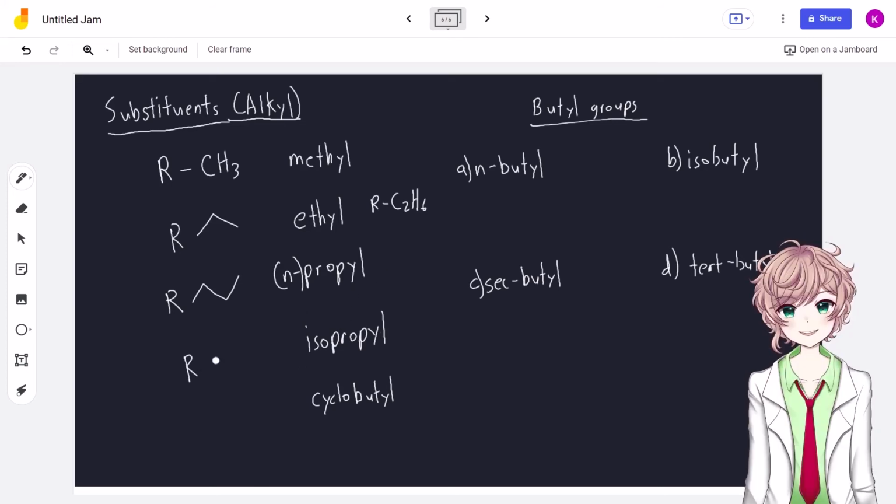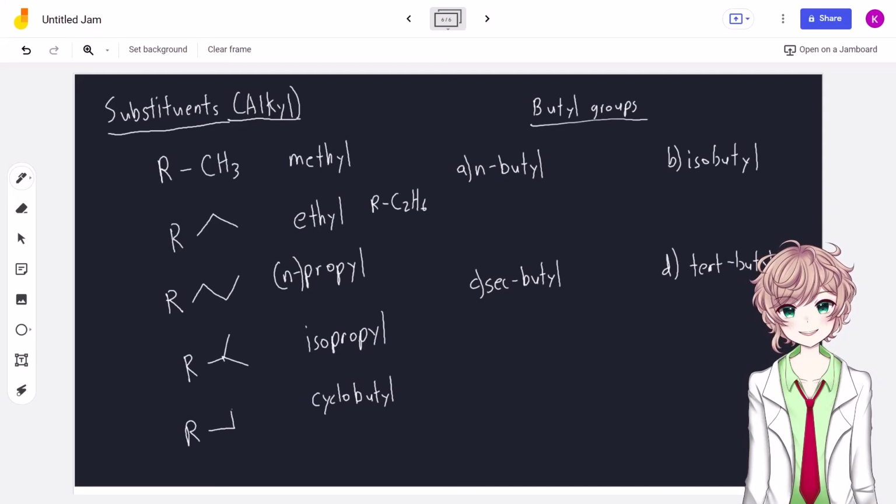You could write it as this, for example. Right? You still have 3 carbons, 1, 2, 3, and it's still an alkane substituent. So these are both propyl substituents, but in different forms. This is n-propyl, and this is isopropyl. And you also do polygon alkyl groups. For example, a cyclobutyl group would look something like this.